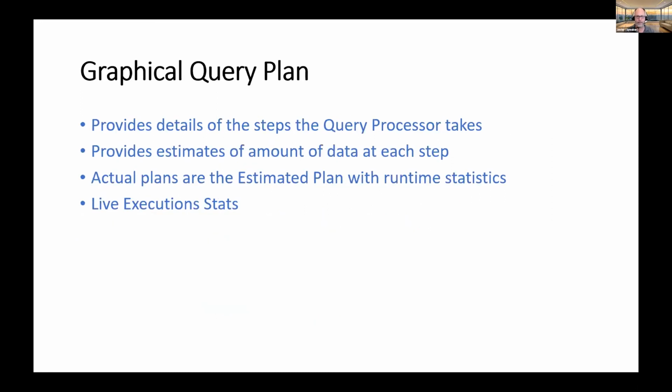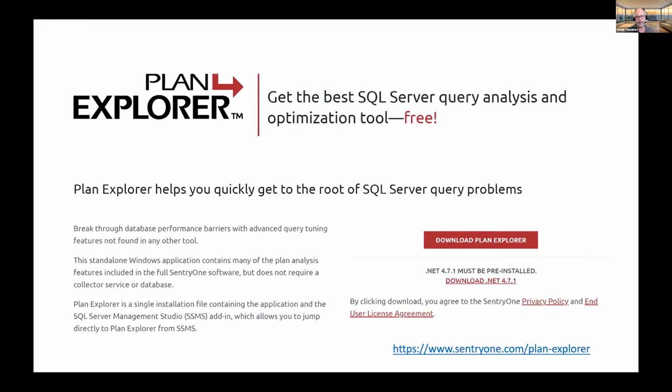Another important thing to consider when we are doing troubleshooting is the query plans, right? Either the estimated query plan or the actual query plan, and even the live execution stats, right? We can get the output in different formats, like text, XML, or even in a graphical way, right? And with that, we can jump to the first external tool, which is SentryOne Plan Explorer, right?